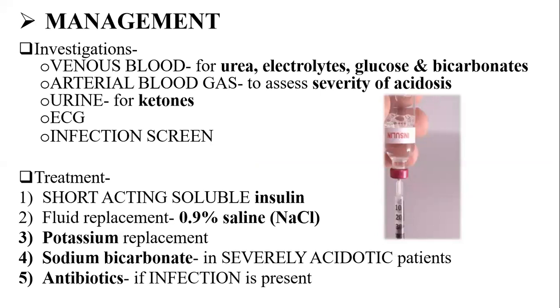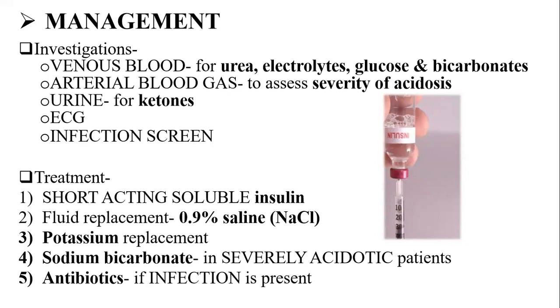in the heart muscles. So in this type of patient, you have to do investigations by doing venous blood for urea, electrolytes, glucose, and bicarbonate. You do arterial blood gases to assess the severity of the acidosis. You check urine for ketones, ECG, and also you screen for any factors which cause this type of problem, like an infection. So the treatment is this one.